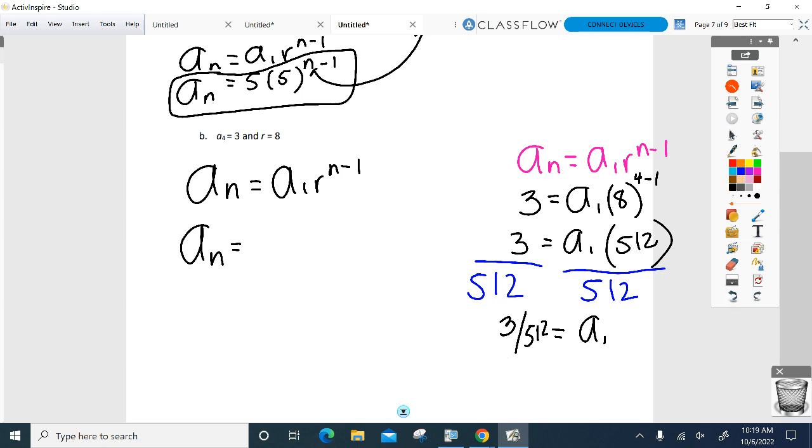That's not my final answer. All right. Sorry, guys. 3 over 512. Even the great ones make mistakes. Remember that. Now I plug that back into A1. R is 8. N stays N. And again, just like our previous problem, you cannot multiply the first and the R value.